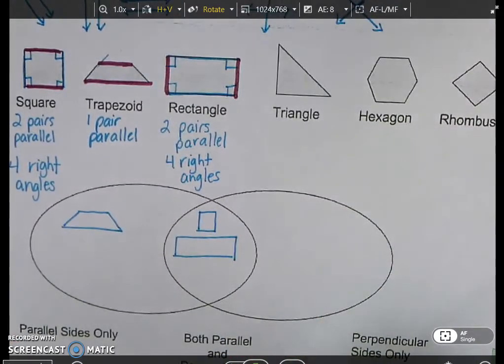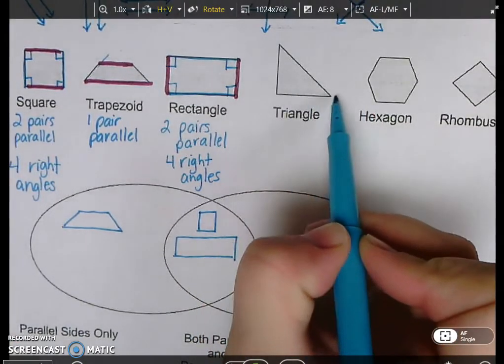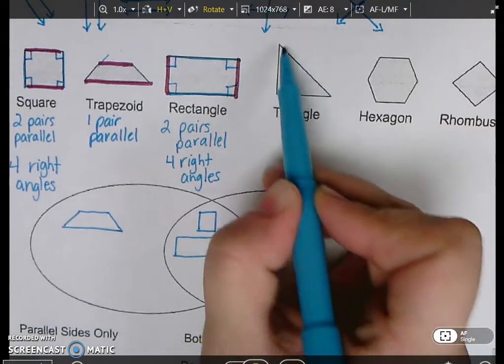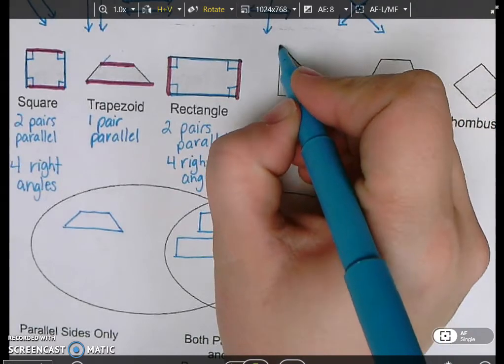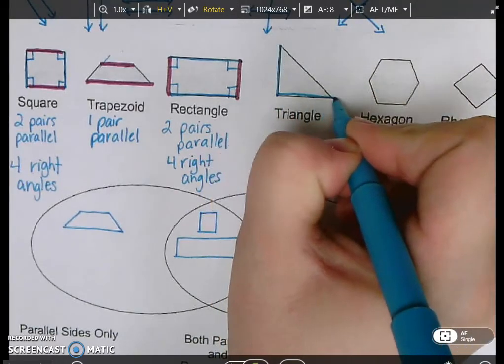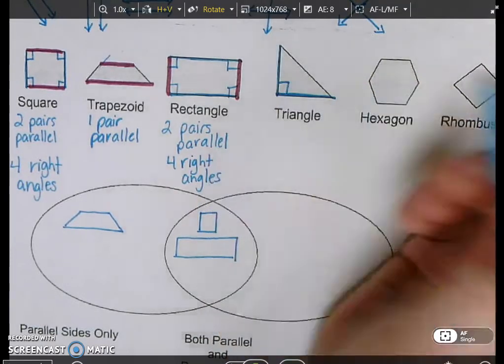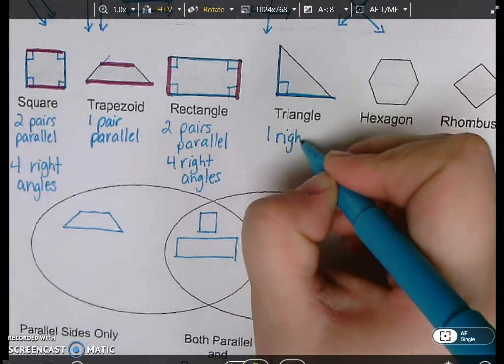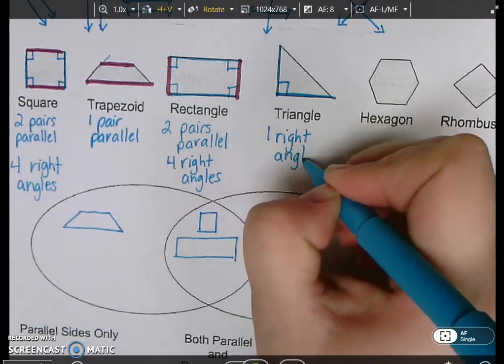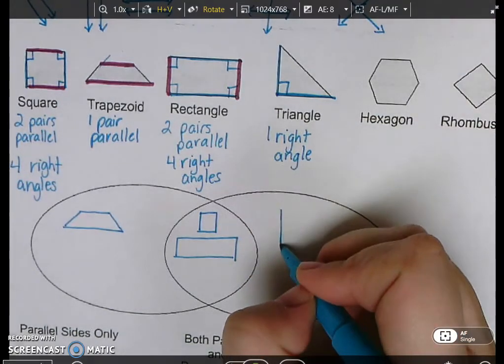Then I've got a triangle here. None of my sides are parallel. They all meet each other. There's no parallel sides. But if you look right here, these 2 lines here make that corner. They make that right angle. So this one has one right angle. So this one would be perpendicular.